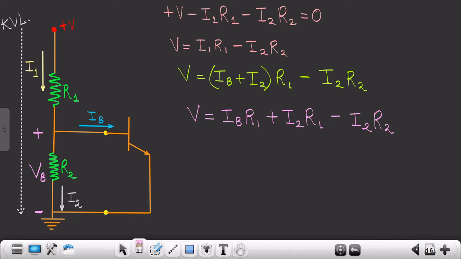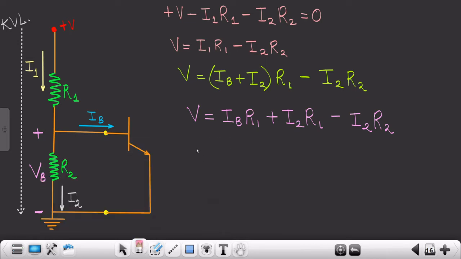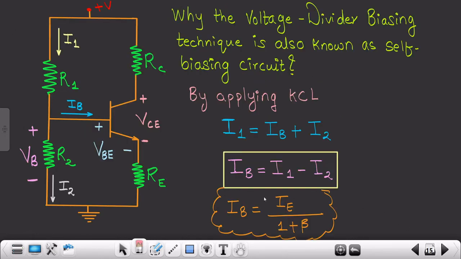Now if you could see very clearly, I'll just take this part as common. So our V would be equivalent to IB R1 plus I2 bracket R1 minus R2. Just forget this point as of now. This is not that important. What is important is this. See how I'm supposed to write this, that is IB.